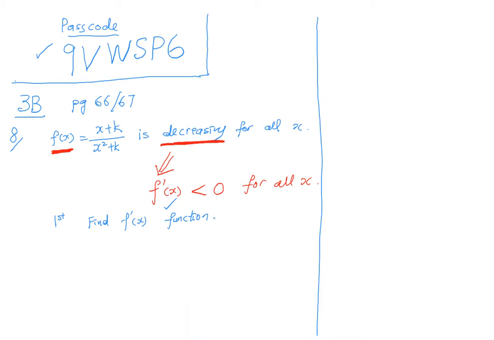Okay. So you're supposed to use quotient rule. So quotient rule, you go in this way. The bottom times the derivative of the top, which is 1, take away the top times the derivative of the bottom, which is 2x, the whole thing over the bottom squared. So simplify the top. Expand the whole thing.